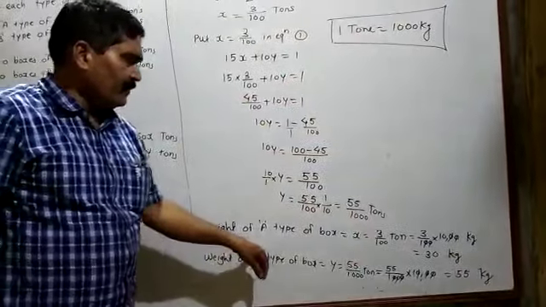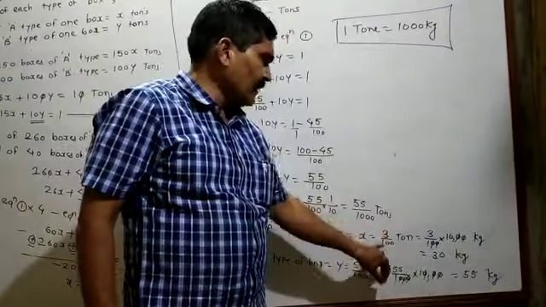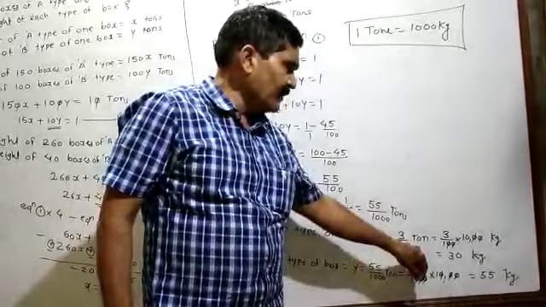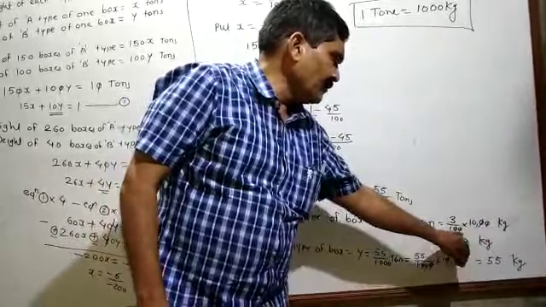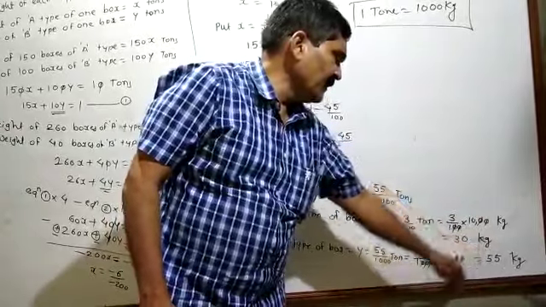Then weight of A type of the box is equal to x is equal to 3 upon 100 tons. You have to convert it into kg. 3 upon 100 multiplied by 1000 kg is equal to, you have to strike these zeros. At that time 30 kg will come.